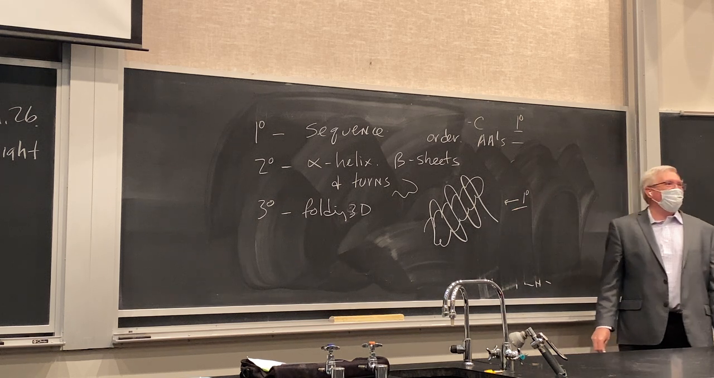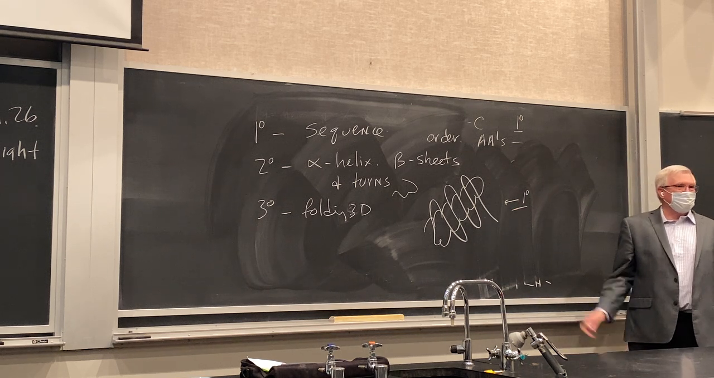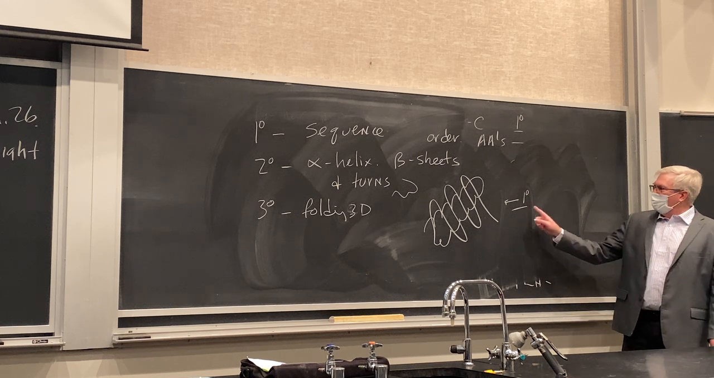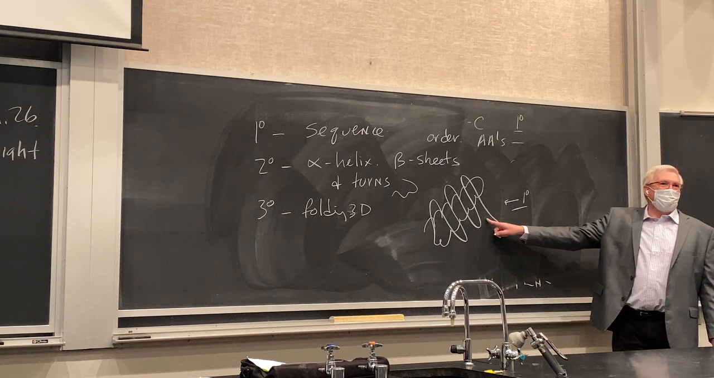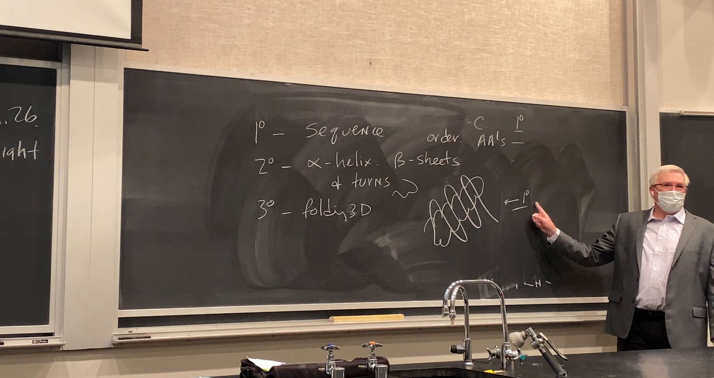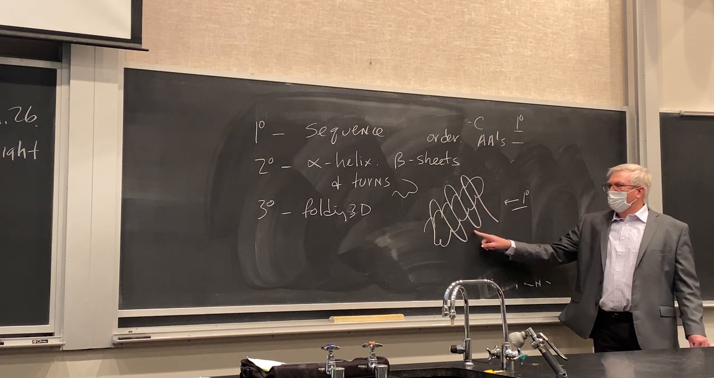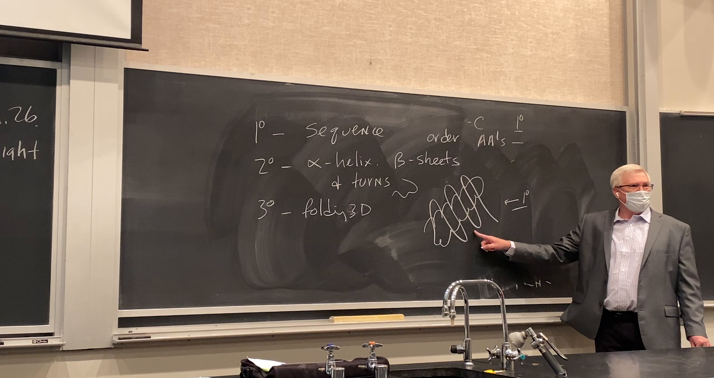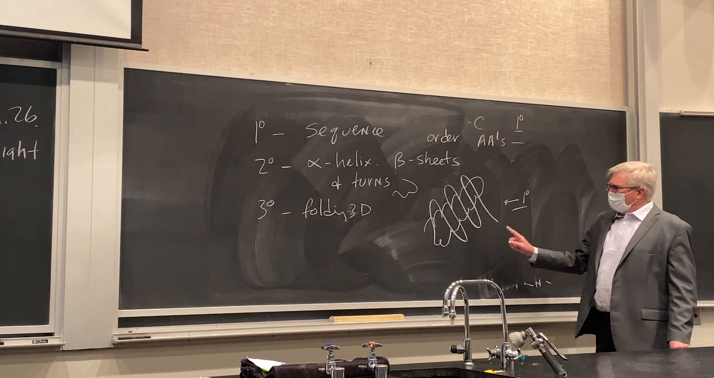Now, how does it do that? How does it fold up? If it's a globular protein, it'll reliably fold up into this state after it comes off the ribosome. Hundreds of amino acids, and it'll find this right three-dimensional fold. Well, we'll have to look at that, okay?